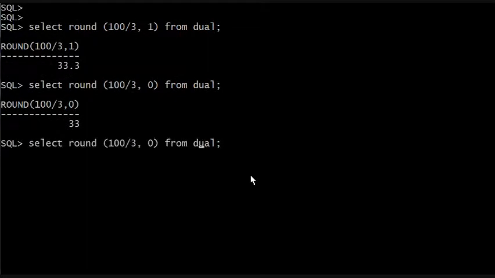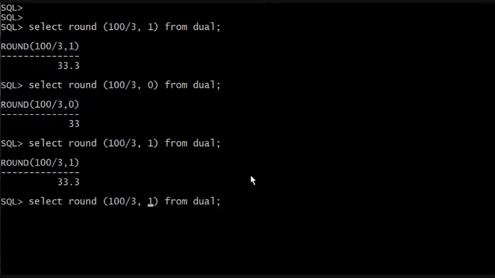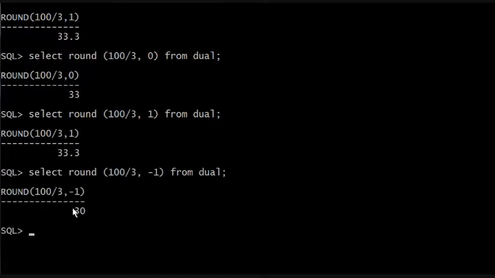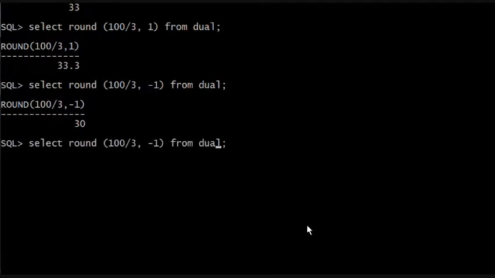Now what would happen if I do 100 divided by 3 and round to 1 decimal to the left as opposed to the right? Let's see what happens. I'm sorry, -1. I didn't mean to put 1. -1. It becomes 30. We're chopping off that 3 because we are now rounding, instead of to the right, to the left when you put a negative value here. So what would happen if we put the -2? It becomes 0.